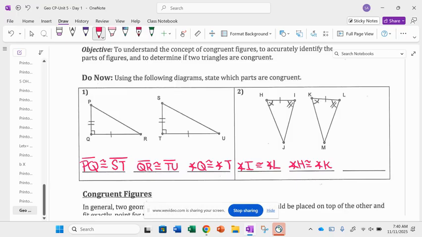Jay, tell me something else that's congruent based on the markings. Say it one more time. Good. Yep. Segment KL is congruent to segment HI.